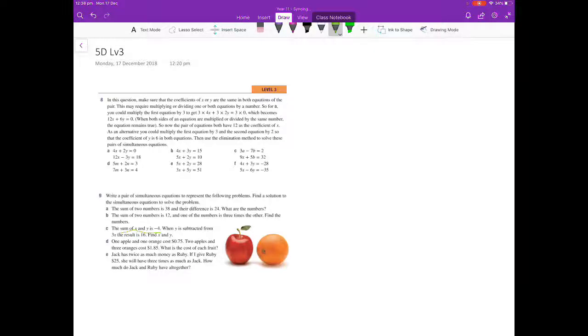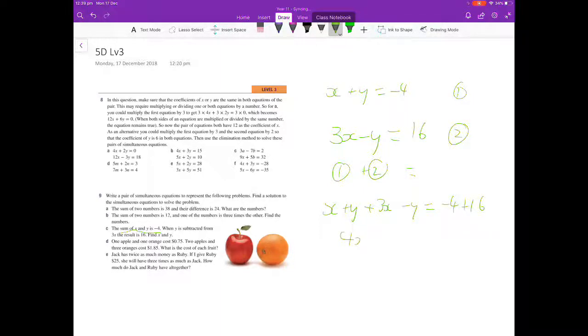C. Can't say no to C's. The sum of x and y is minus 4, so x plus y equals minus 4. When y is subtracted from 3x, the result is 16. So we've got 3x, we're taking y away, and we end up with 16. Now we've got a plus y and minus y. Let's add those two equations together, and we end up with x plus y plus 3x minus y equals minus 4 plus 16. Our y's cancel out. We have 4x equals 12. x is, of course, 3. Subbing back up into the top. 3 plus y equals minus 4, which gives us our lovely minus 7.